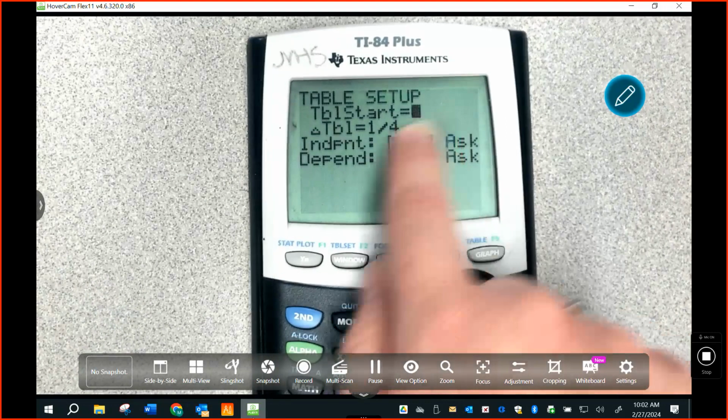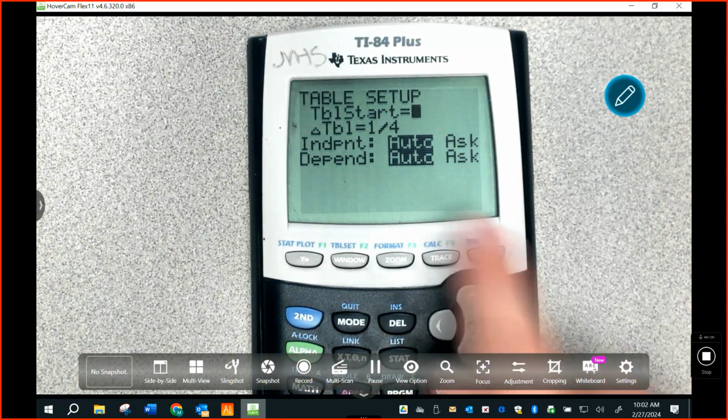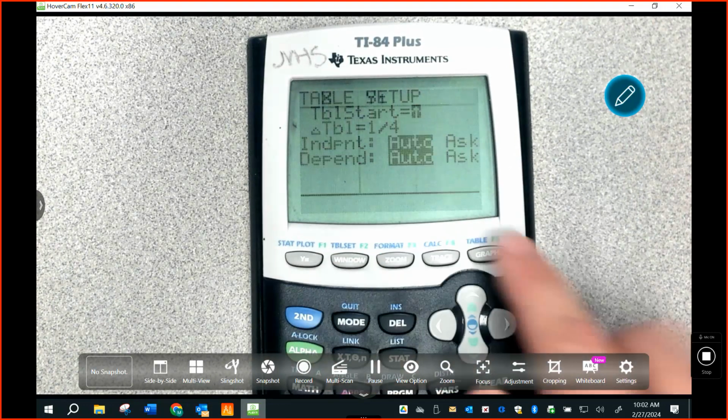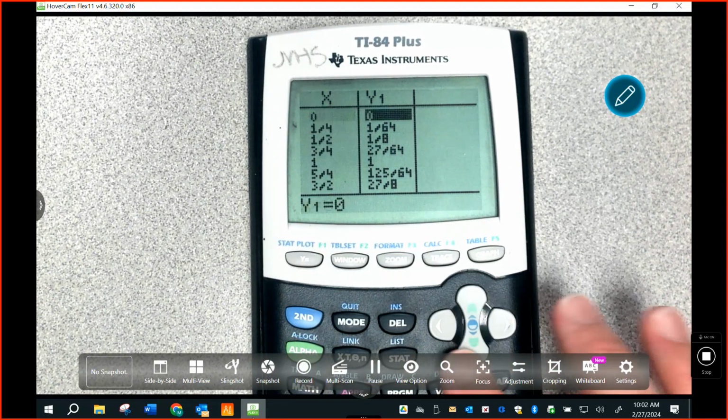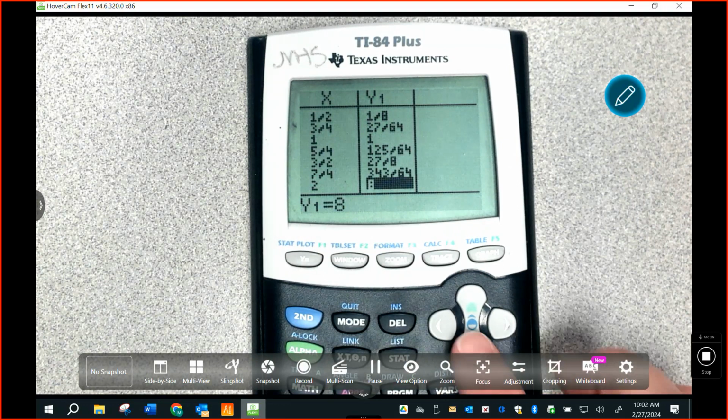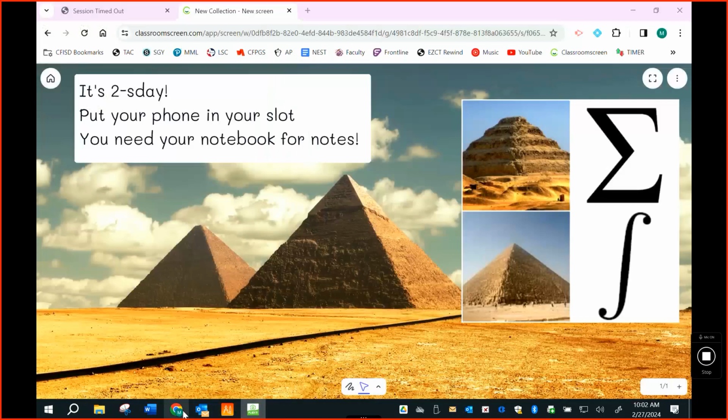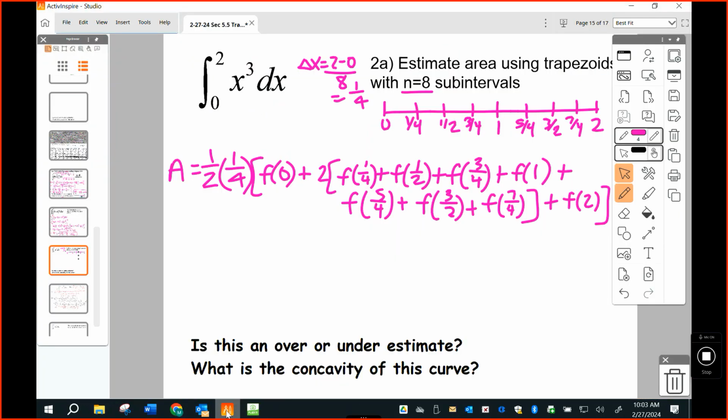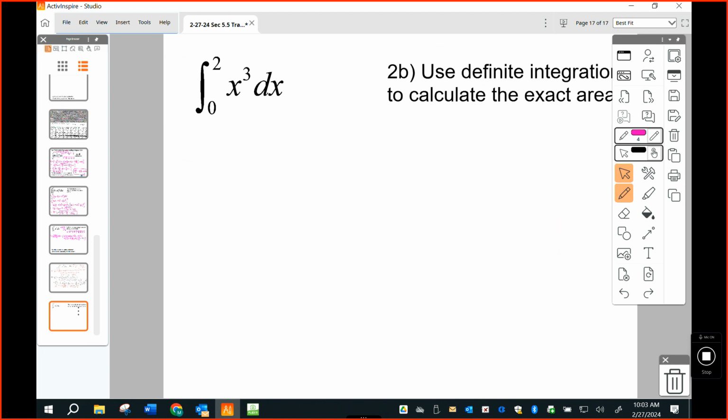We're going to start at 0, and we want our delta x to be 1/4. If you automatically set up the table, here's all your y's that you can just pull from here, from 0 to 2, as fractions. I'm pulling all those fractions and plugging them in. I would like you to try finishing that to see what you get, and then also check the actual area under the curve using FTC, so you can compare those two things. Okay?